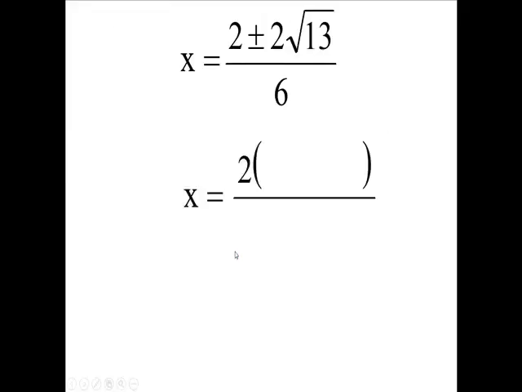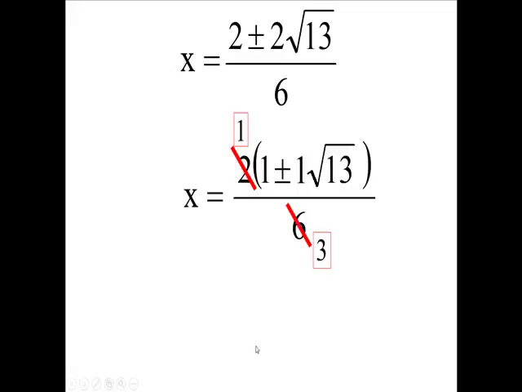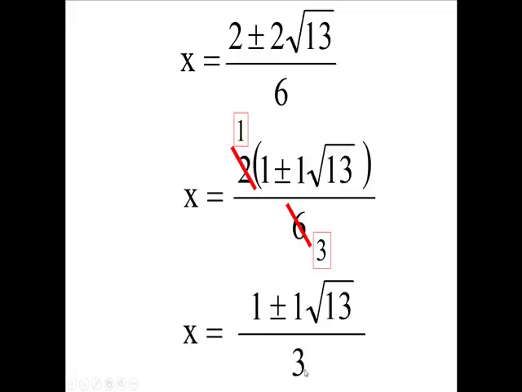Now we're going to factor a 2 out of the numerators. Factor 2 out of here, you'll have 2 times 1 is 2, and 2 times the square root of 13. You say 2 times 1 is 2 there also. This is over 6. Then I can cancel the 2 and the 6: I divide the 2 by 2 and the 6 by 2. 2 divided by 2 is 1, and 6 divided by 2 is 3. So I end up with 1 plus or minus the square root of 13, over 3.